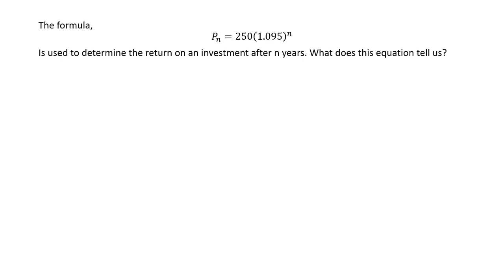We can also work backwards. If we're given an equation, we can interpret what the various numbers are in that equation. So for example, if we have the formula Pn equals 250 times 1.095 to the n, and that's used to determine the return on an investment after n years, what specifically is this equation telling us? Well, the first number, the 250, is my P0. That's my starting value. So this is telling me that my investment is starting at $250.